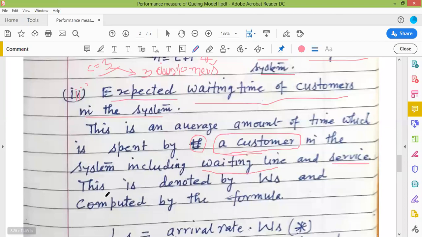Including the time standing in the waiting line as well as in the service. This is denoted by WS and computed by a very popular formula. WS is the average waiting time which is spent by a customer in the system. In the system means including the time in which the customer is given the service as well as the time for which the customer is standing in the queue.